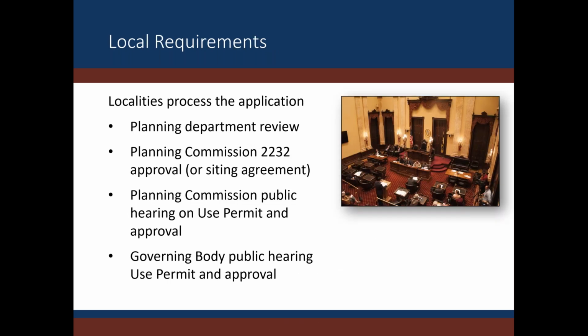And then we get to the local requirements. Localities process a solar application just like any other land use permit. The basic process includes a review of the application by the planning department, the review of the application by the planning commission, and holding a public hearing, making a recommendation to the governing board. The governing board reviews the application, has a public hearing, and makes a final decision. Rebecca is now going to go into more detail on the tools and resources localities use in making these decisions.